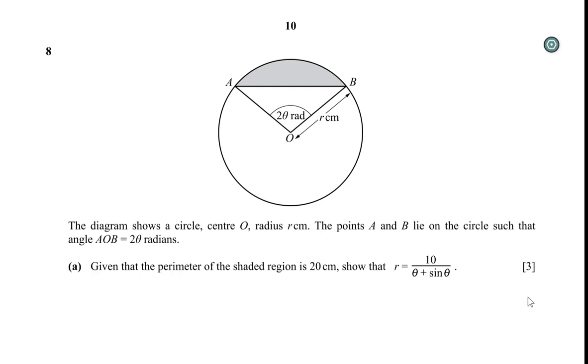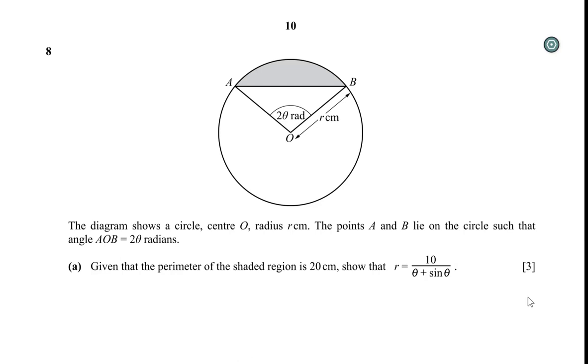Okay, let's continue number 8 here. The diagram actually shows a circle with center O, radius R. The points A and B lie on the circle such that angle AOB is 2 theta. Given the perimeter of the shaded region is 20, show that R equals this expression.